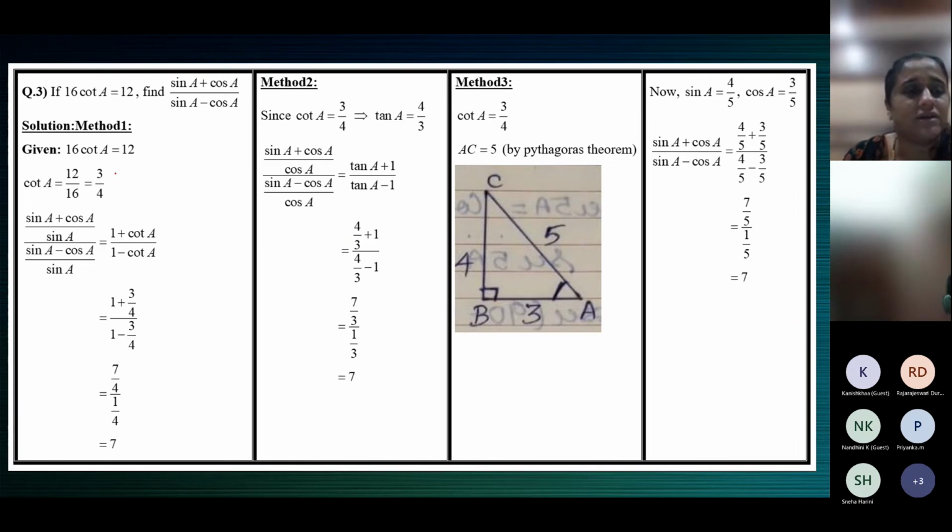What's the value of cot A? Cot A is 3 by 4. So 1 plus 3 by 4 by 1 minus 3 by 4. Take the LCM, and you get 7.